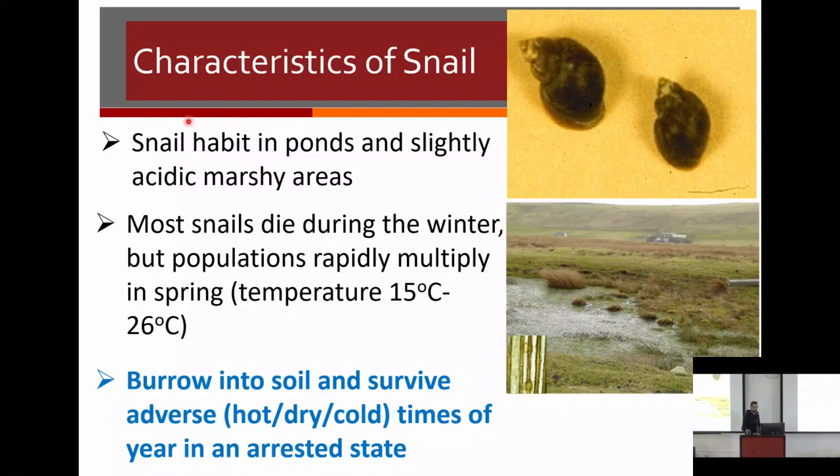Okay, so what about the snail? These snails normally like marshy pond areas. This is the best environment for these snails to grow. These snails die during the winter time, once the weather is very, very cold or very hot. Their multiplication is higher between 15 to 26 degrees Celsius. That is a very ideal temperature for these snails to grow.